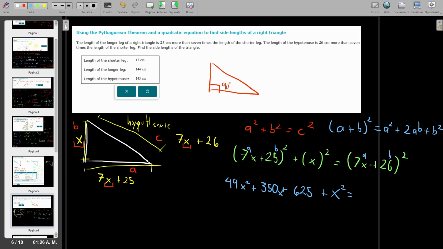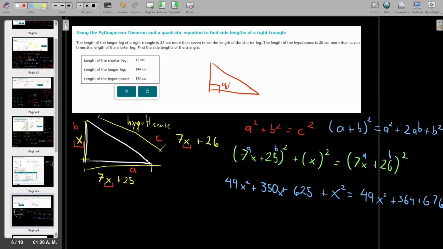Okay? Now the next one, again, 7x squared is going to be 49x squared, plus again the coefficient 7 times 26 times 2 is going to be 364, plus 26 squared is going to be 676.